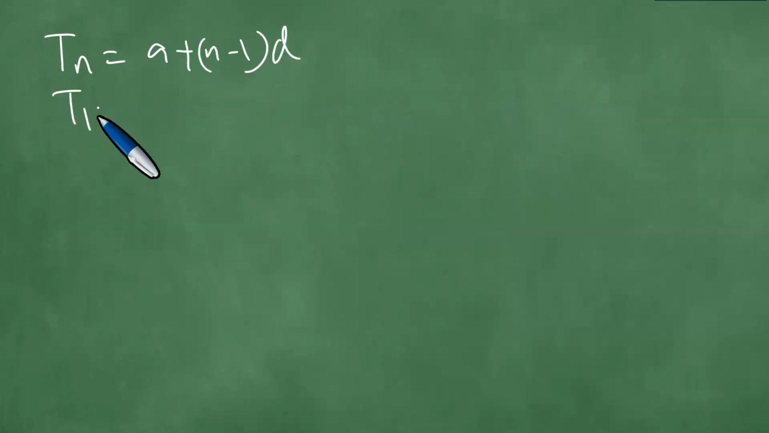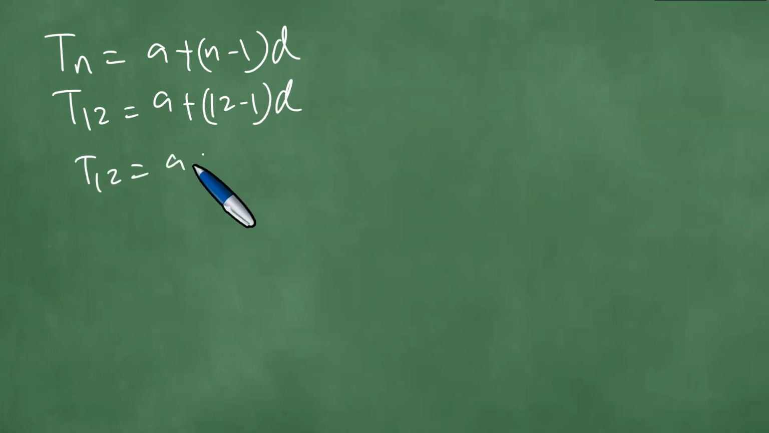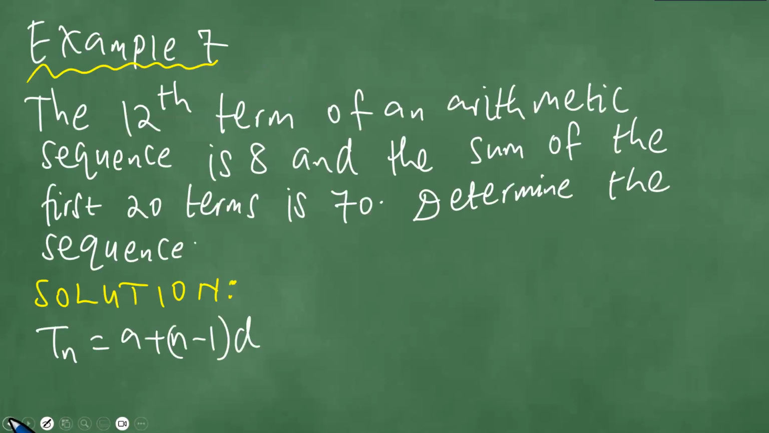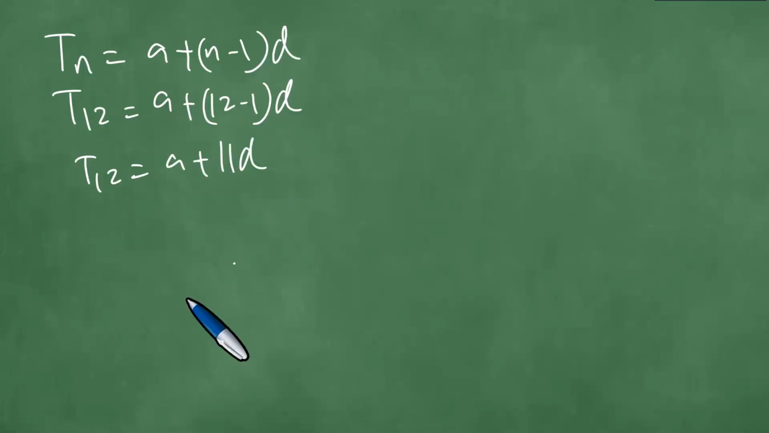Then the 12th term, I'm writing this again. Then you have the 12th term: a plus 11d. The 12th term of an arithmetic sequence is 8. So this 12th term is equal to what? Is equal to 8.